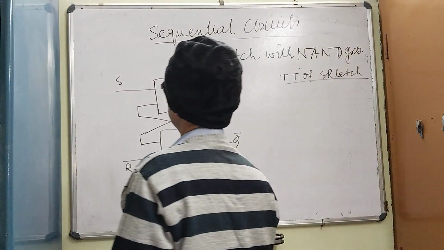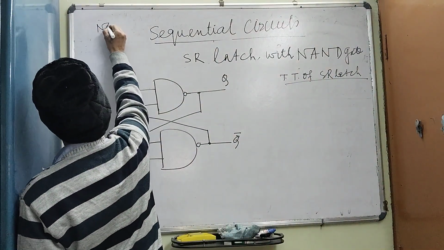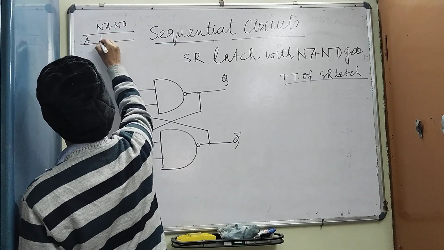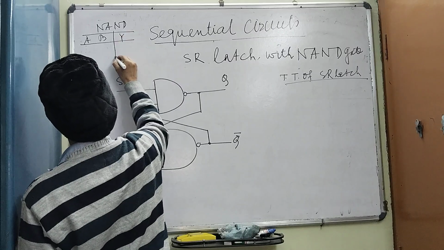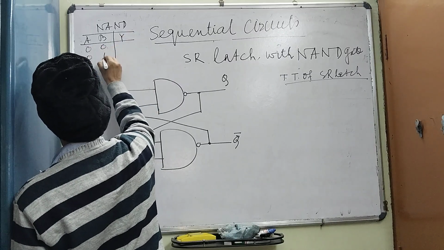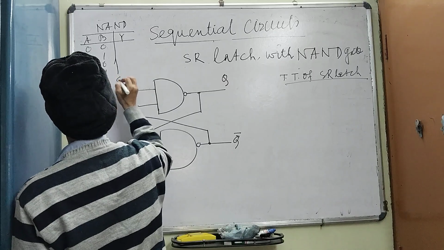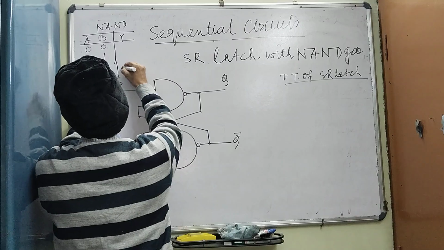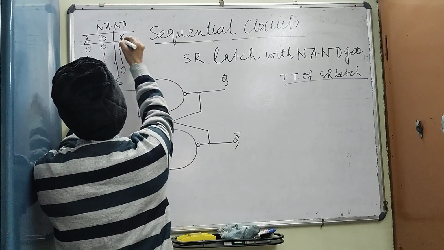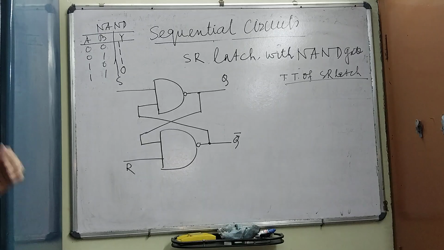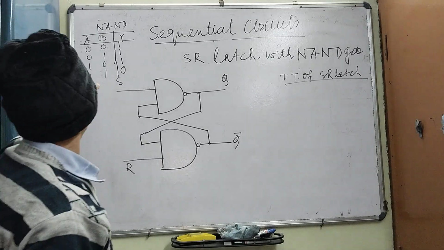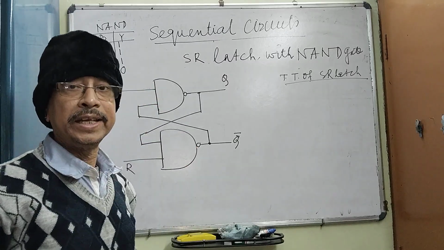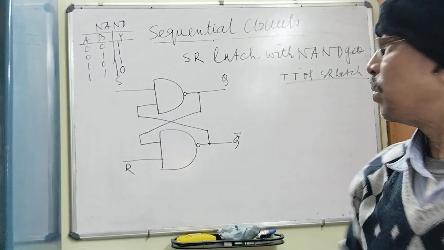In case of the NAND gate, A, B and output: 0 0, 0 1, 1 0, 1 1. You know that when it is 1 1, then the output is 0. So here is the 0, all others are 1. So what is the meaning? If anyone is 0, the output is 1. You check that. So this is the basic logic: if anyone is 0, the output is 1.